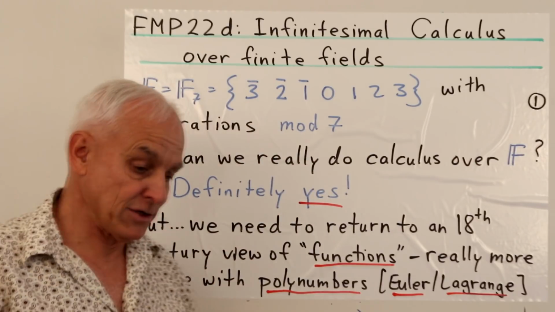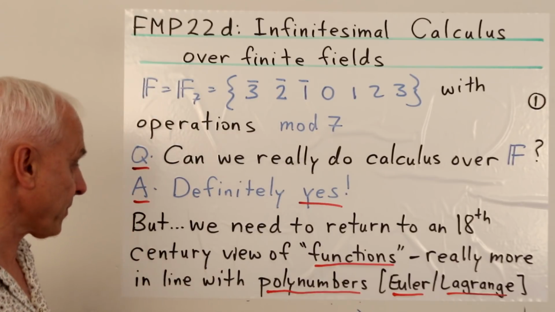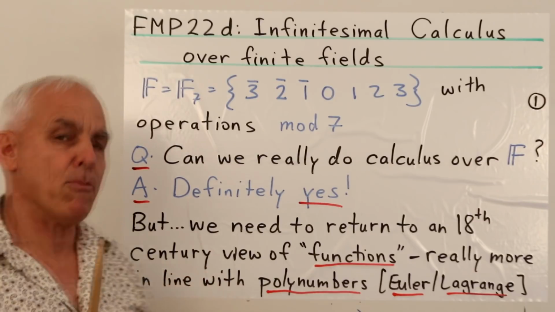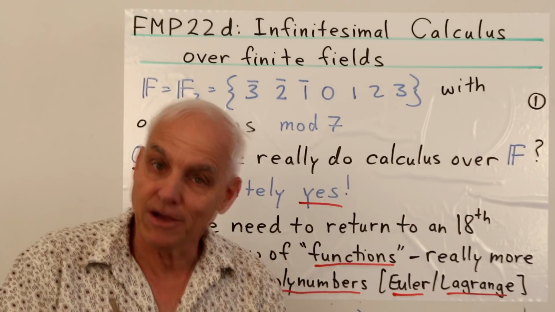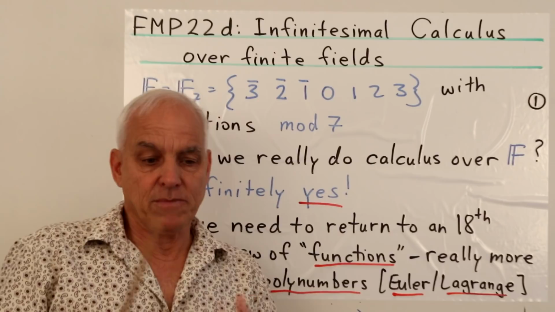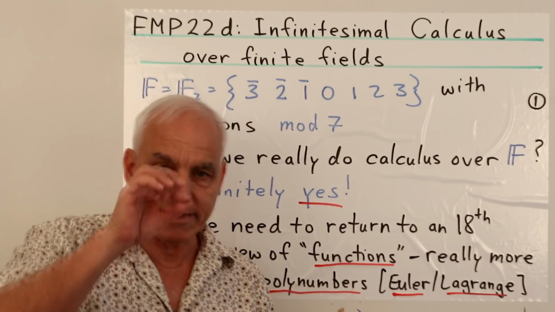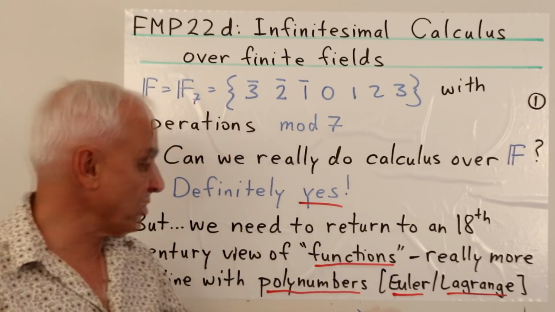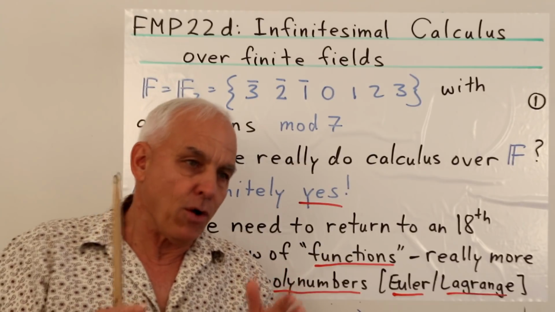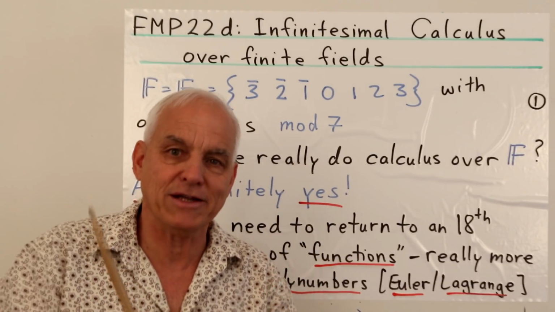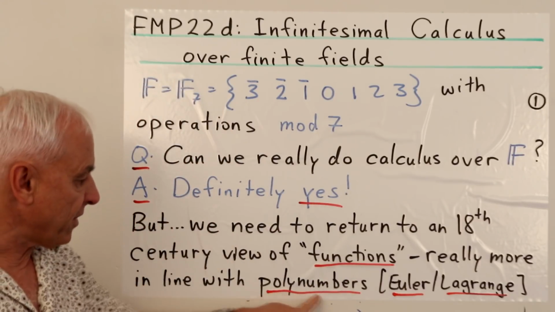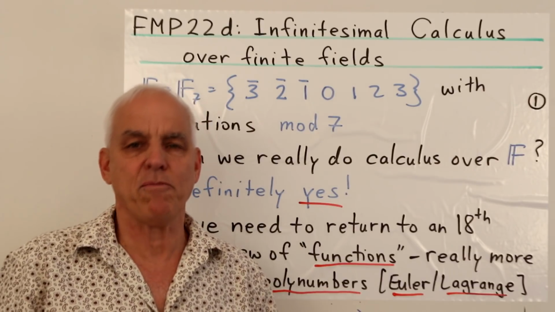And can we really do calculus over such a finite field? Yes, we can. But we need to reorient our thinking a little bit. In some sense, what we have to do is return to a more 18th century approach to functions. The 19th and 20th century approach was more set theoretical, more pointillist. The 18th century practitioners like Euler and Lagrange, and maybe even going back to Newton and Leibniz, had a more holistic or more algebraic orientation to what a function was. And we need to make a little bit more contact with that, with this kind of new approach of polynumbers center stage.